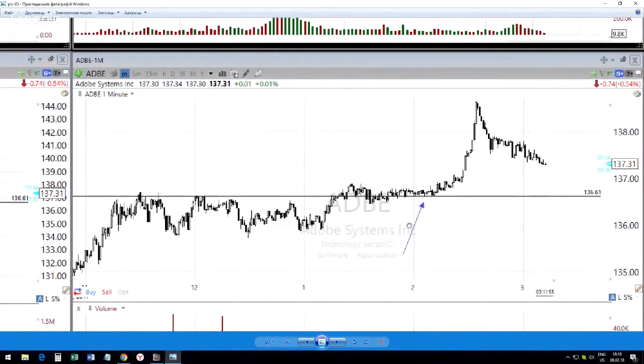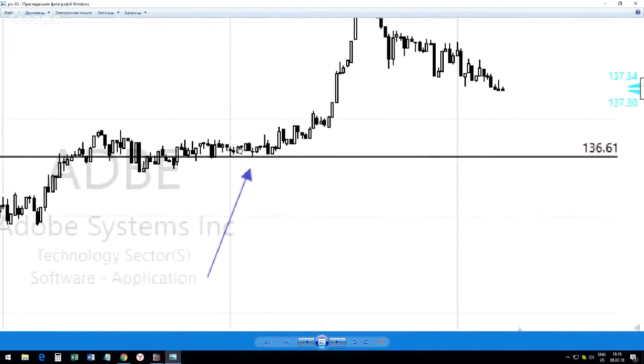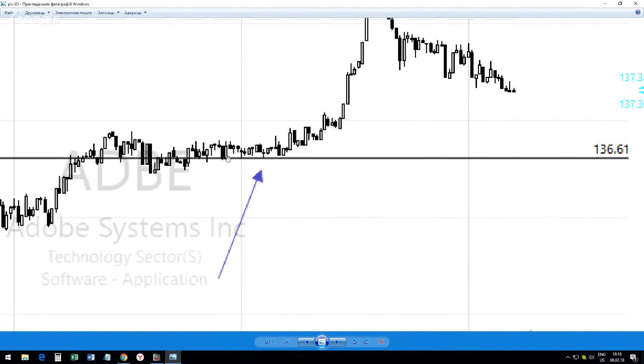And what is level retesting? Let's look at this picture. Cent by cent, 136 and 61. It's a level retesting, and it's an additional guarantee that here you find a big limit buyer.